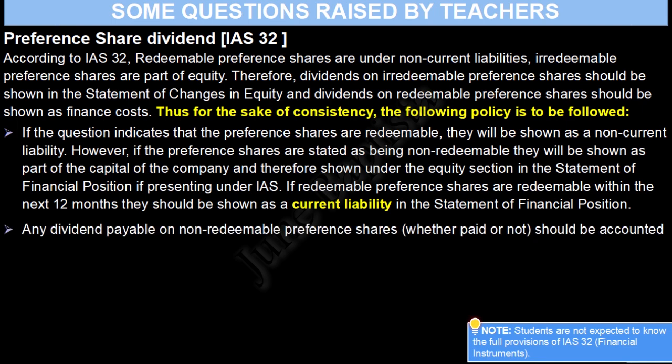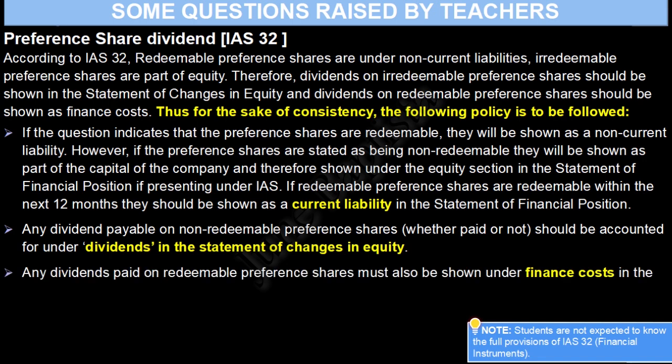Any dividend payable on non-redeemable preference shares, whether paid or not, should be accounted for under dividends in the statement of changes in equity. Note, unpaid dividend is also included in the statement of changes in equity, as unlike unpaid ordinary share dividend that are shown as a note, unpaid irredeemable preference share dividend do not have to be approved of or voted on at an AGM.